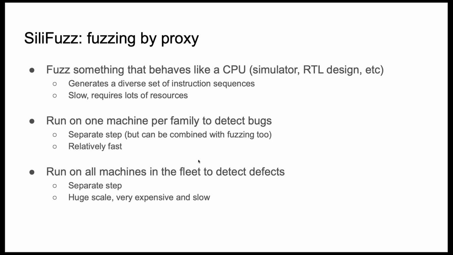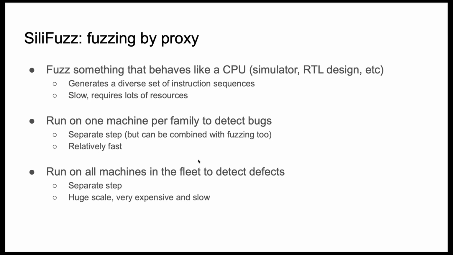So we fuzz it in the normal software definition of fuzzing. And the result of that is a diverse set of instruction sequences. So we build a corpus. This is very slow. CPUs are big. CPU models are very slow. So this is a slow, expensive process.